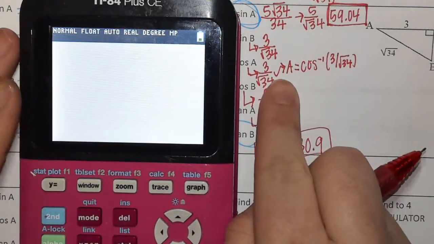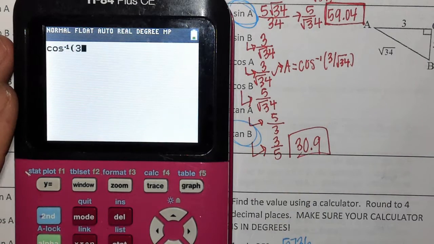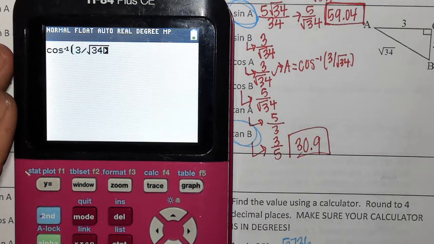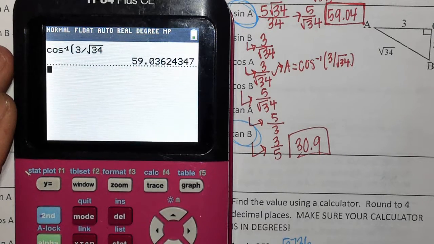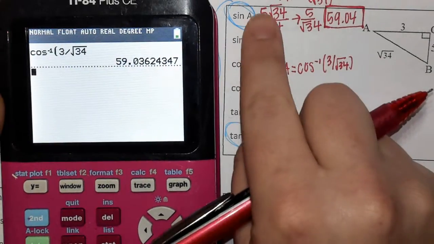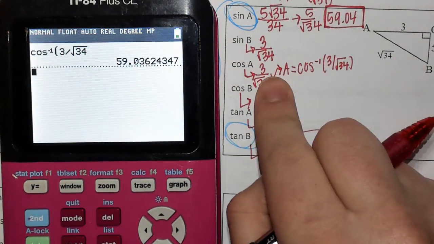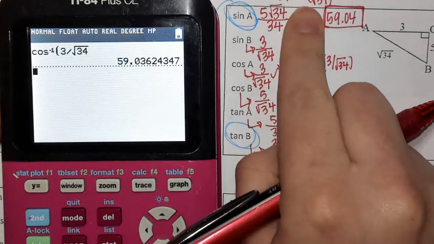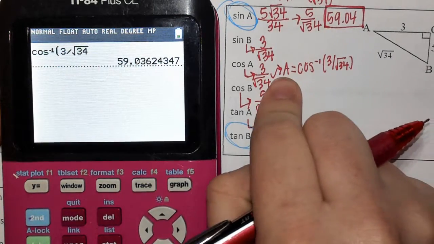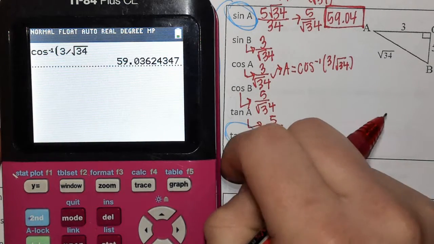Okay, so check and make sure you're doing this. Second cosine, so you should have cosine inverse of 3 divided by the square root of 34. Enter. Okay, do you notice that A and cosine A are the same thing? Because aren't they the same angle? So either way, we're trying to find the same angle, right? So no matter what trig function we use, we should get the same thing.